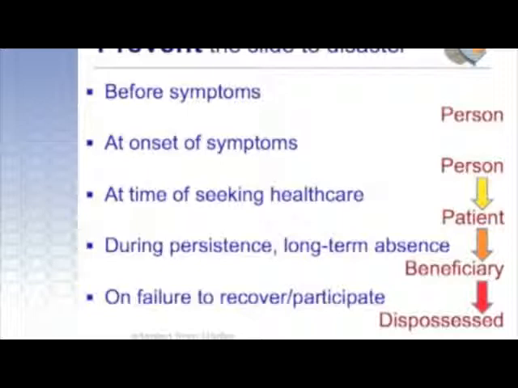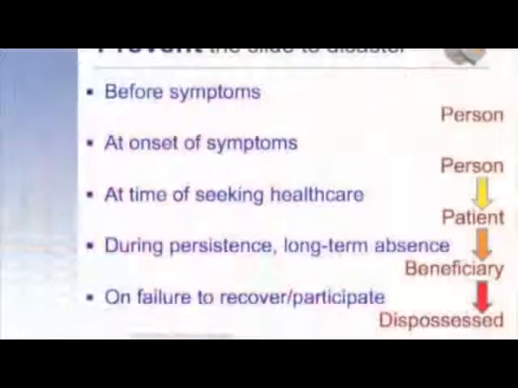If it persists longer and they have absence from work, they usually become a beneficiary or a claimant if they have any kind of insurance. And if it goes on longer and longer and becomes a chronic problem, there's a failure to recover, there's a loss of participation in everyday activity, and ultimately that person ends up becoming something that we might think of as a dispossessed person. Hence the idea of the slide to disaster.